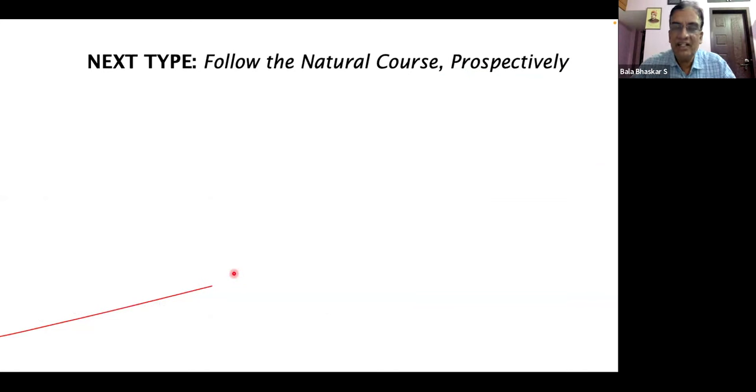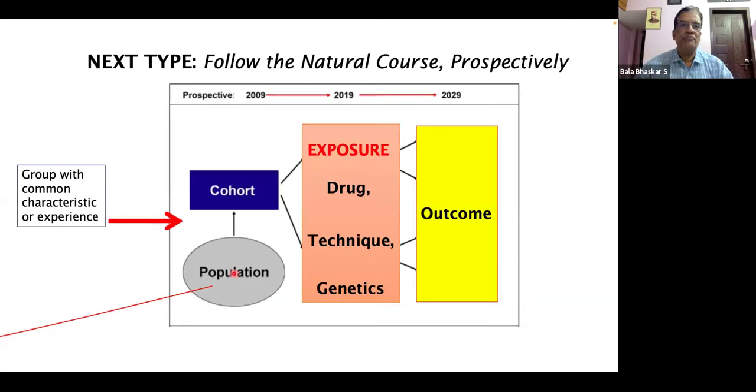what about the next type, where we follow the natural course of a disease or a condition or exposure and the outcome prospectively, right? So this is a diagram. What we do is talk about a cohort, meaning a group of persons with common characteristics or experience, or a group of patients with a certain condition. For example, all of us are sitting today in this webinar because all of you are interested to know about epidemiological studies, and we are teaching it.